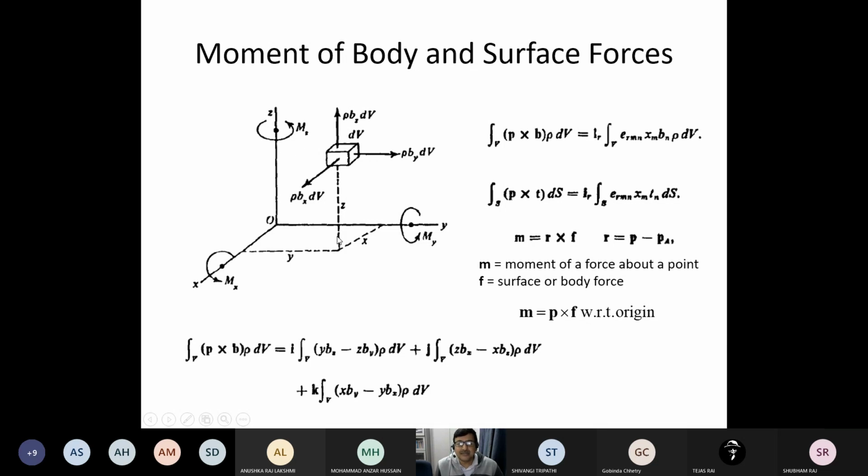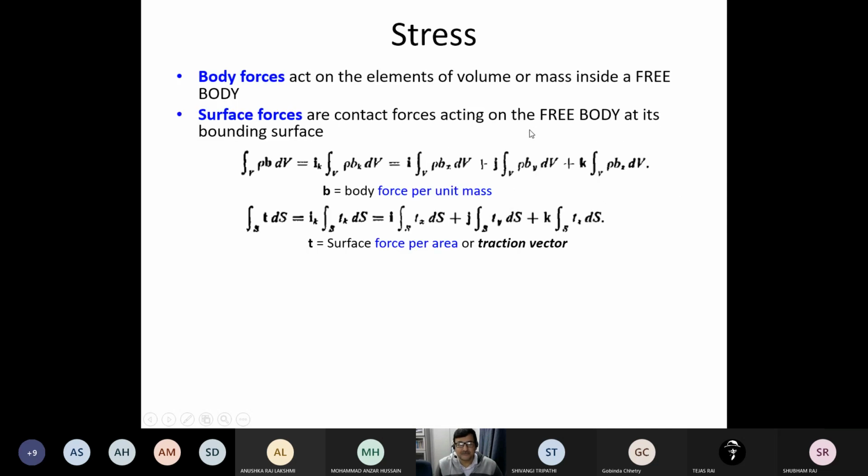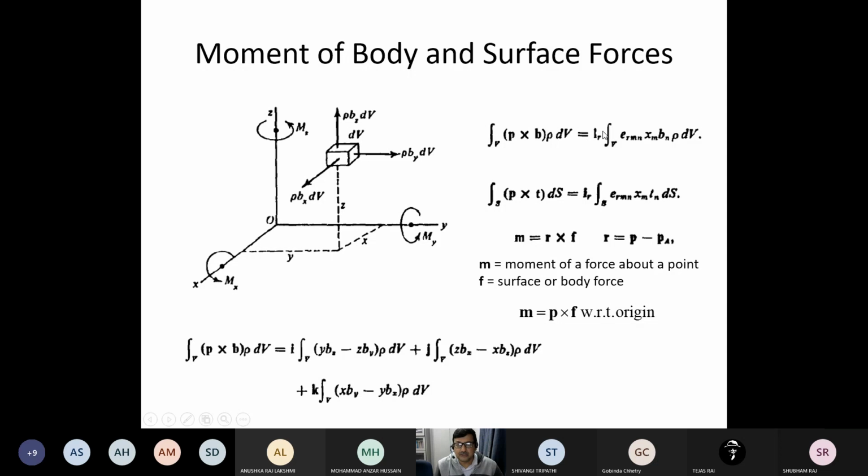So what will be the moment? Suppose B is the body force. Here we have defined what the surface force and the body force are. Now, if I really want to know the moment of it, what should I do? P is the position vector. With that, whatever the position vector is, I take a cross product with it, right? Is that clear to everybody?